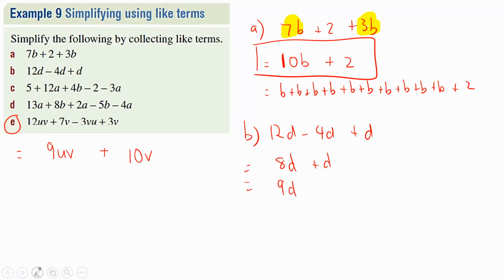Ultraviolet. All right, I'm going to highlight what are the like terms. So UV and minus 3VU, because VU and UV are the same thing. Minus 3VU, which is the same thing as saying minus 3UV.